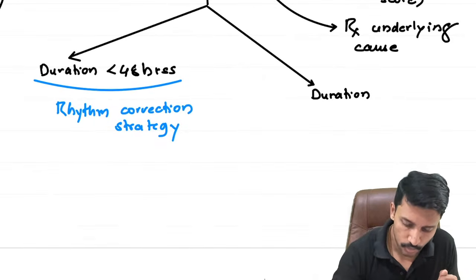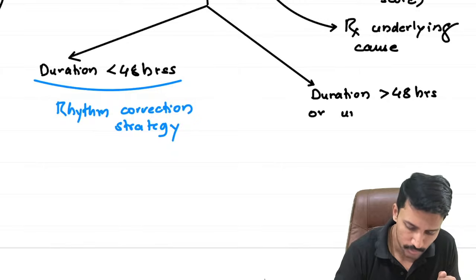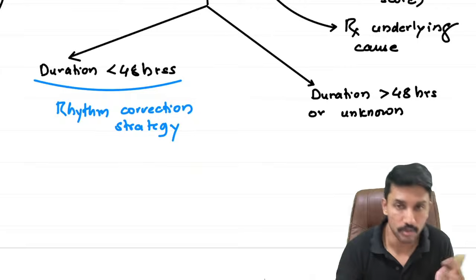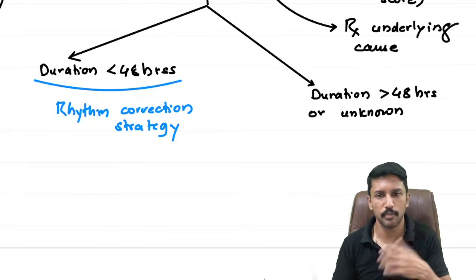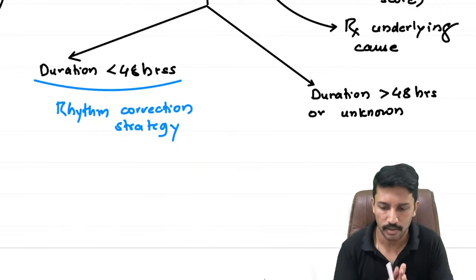But if the duration is more than 48 hours, or even if it is unknown, because in the unknown case I don't know whether it is more than 48 hours or less. If it is more than 48 hours, there may be a clot in the left atrium. If I convert it to sinus, there can be risk of stroke.